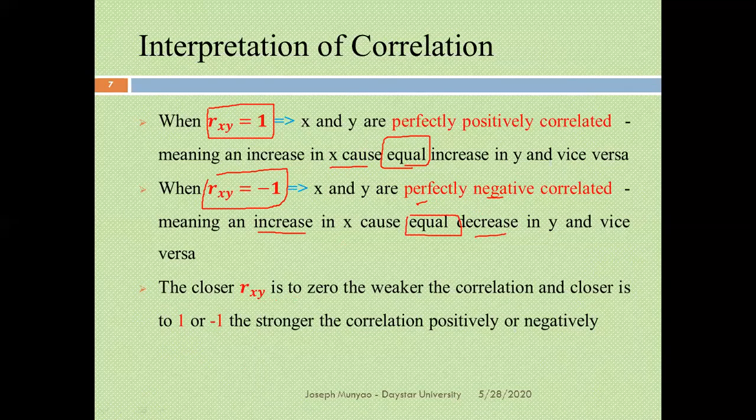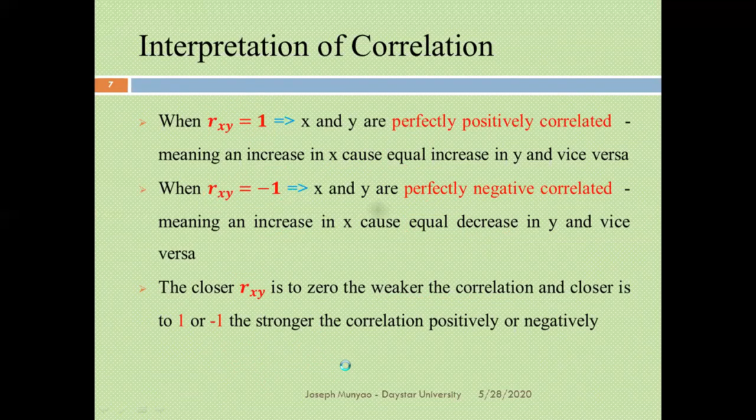When Rxy, the coefficient of correlation between x and y, is closer to 0, we talk about weak correlation, because when it reaches 0, there is no correlation. Otherwise, when the coefficient is approaching 1, we talk about strong positive correlation. When it is approaching -1, we talk about strong negative correlation.